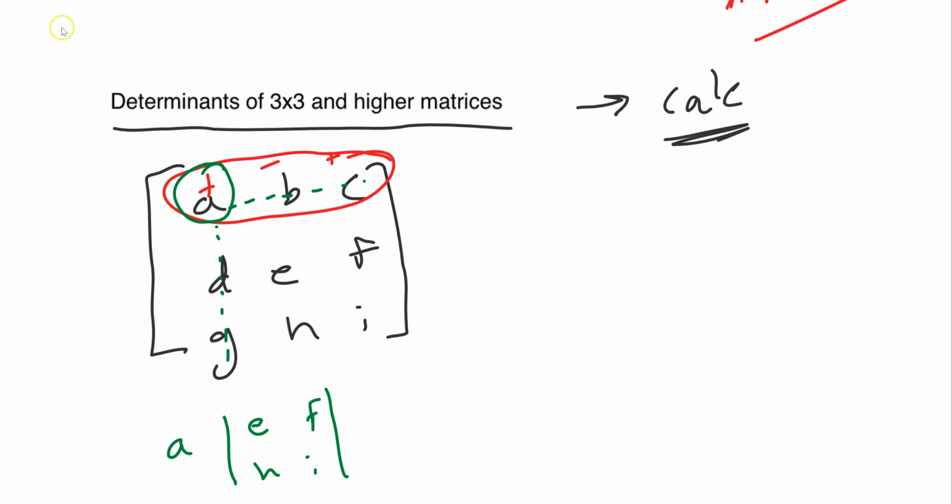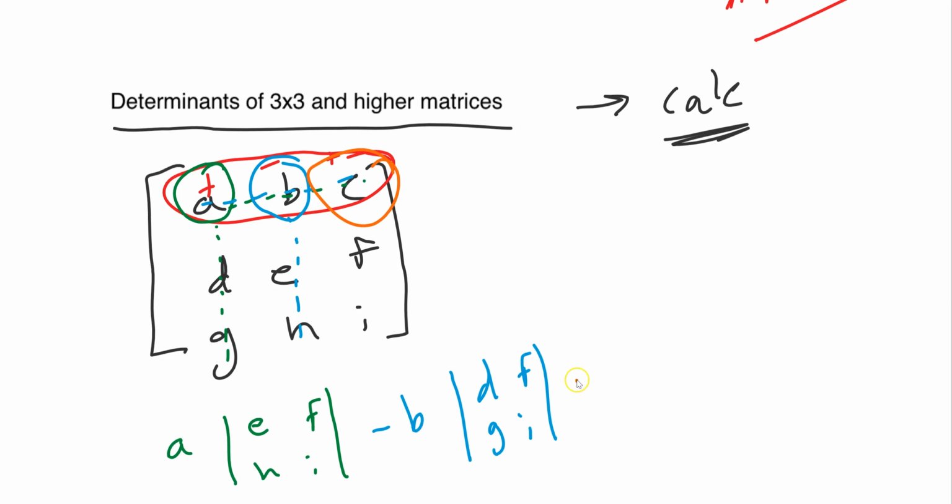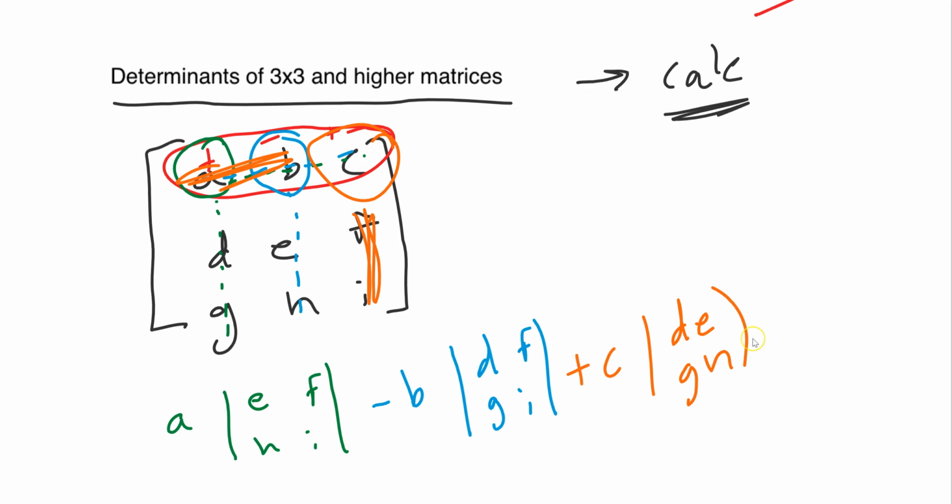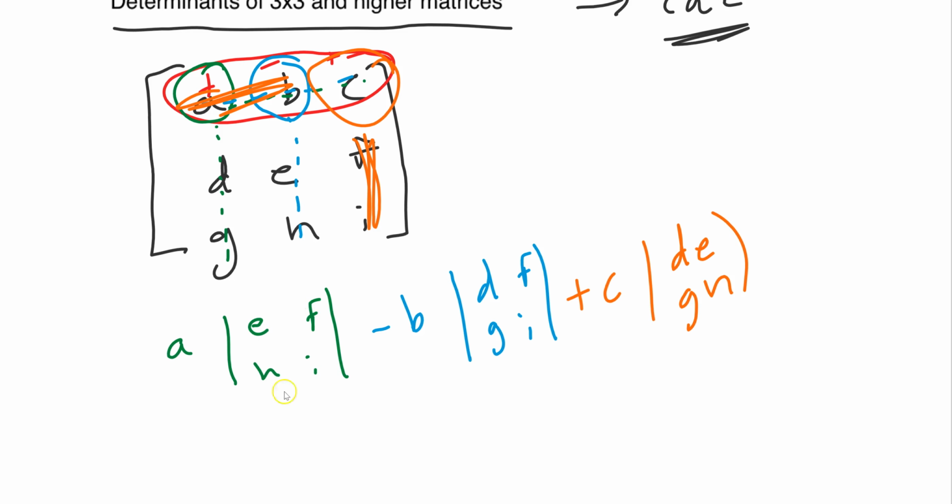Then you do the same thing to the next one. I'm going to circle my B and cancel out its row and column. What's left over is D, F, G, I. So you have negative B times the determinant of D, F, G, I. Then you do the same thing to the last one: circle C, cancel out its row and column, and you're left with the determinant of D, E, G, H. So do this little determinant, down minus up, times A. Do this little determinant times negative B. Do this determinant times C. And that will be your answer.